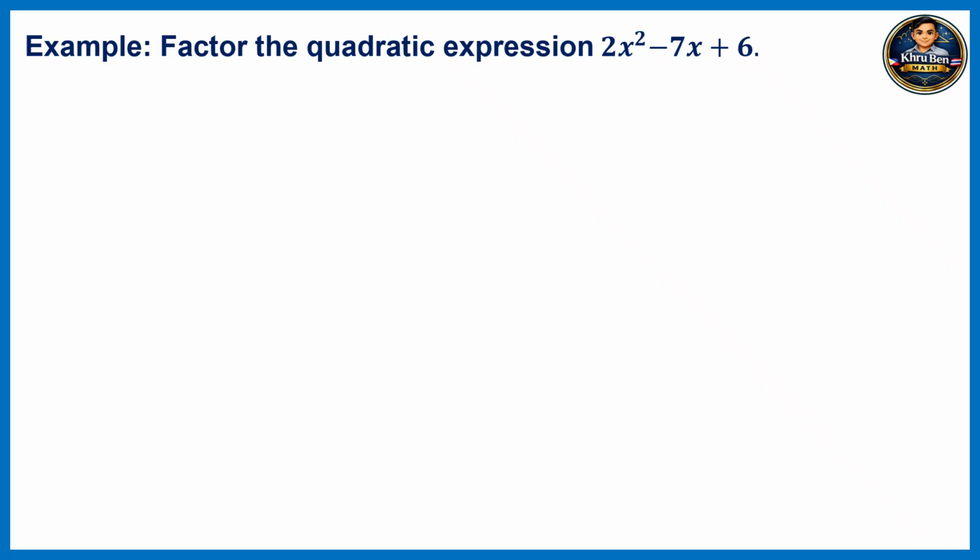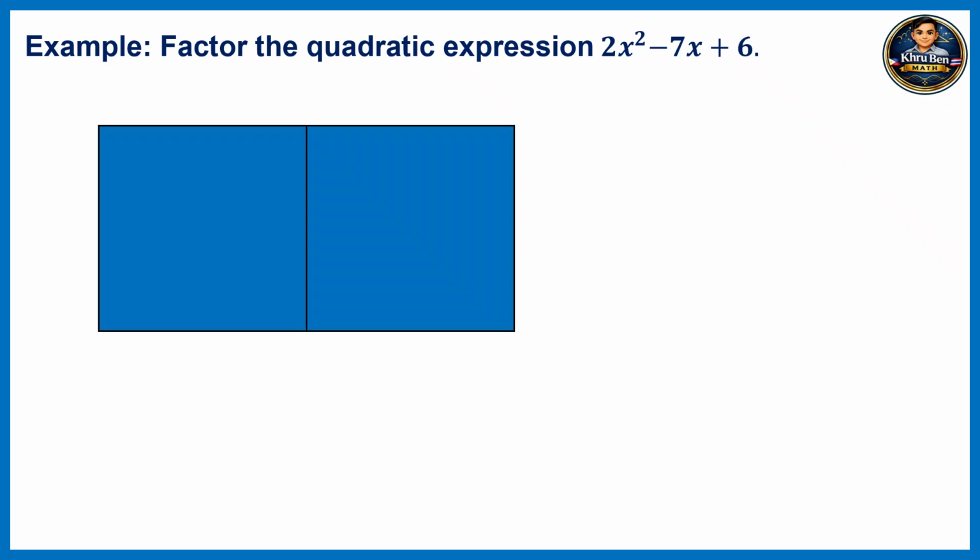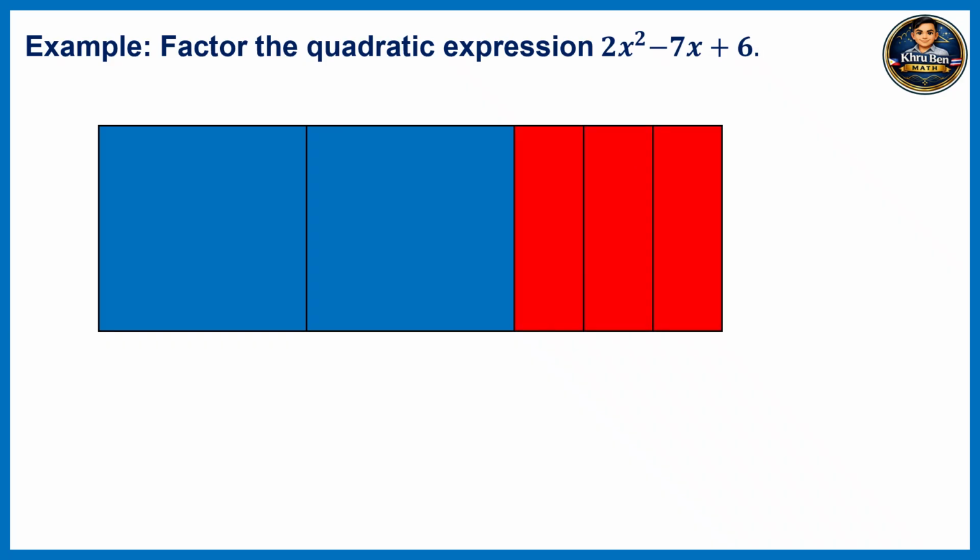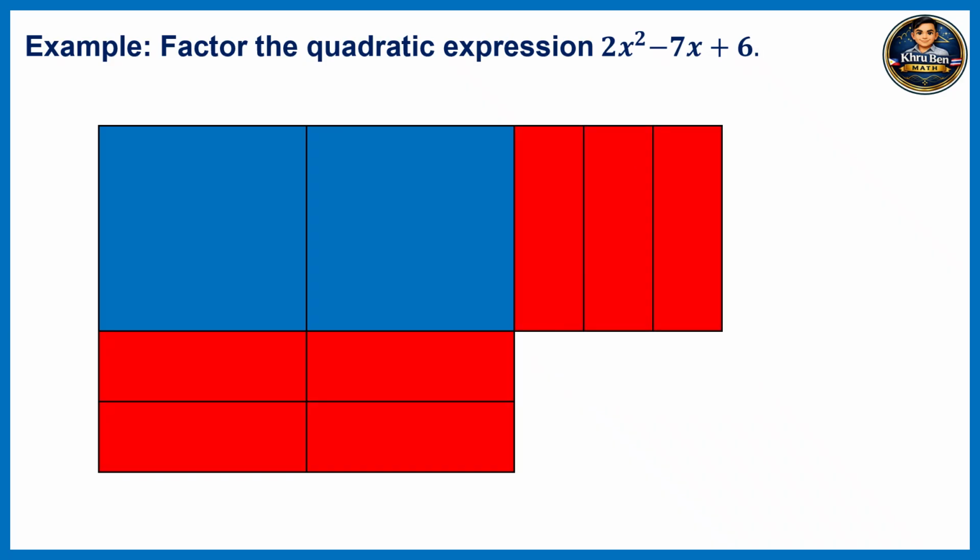Let's begin by placing the two x squared tiles together. Next, we have 7 negative x tiles. We need to arrange these tiles along the sides of the x squared tiles. Now, we have 6 positive unit tiles. Let's place them in the remaining space. Now, all of our tiles form one complete rectangle.